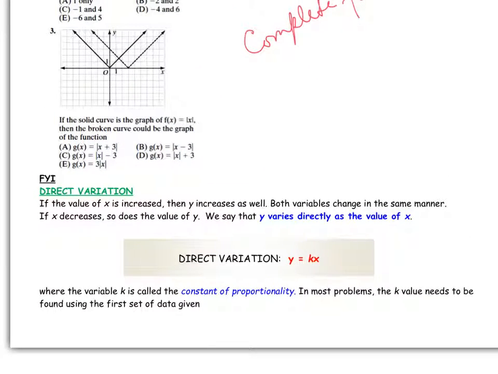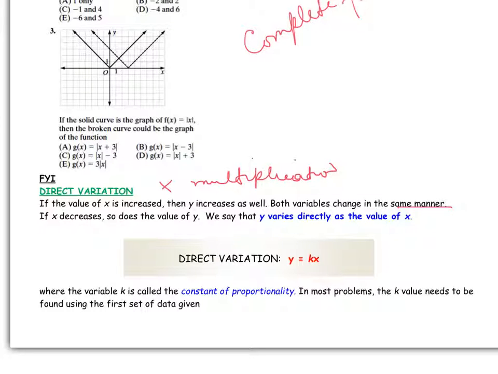So vocabulary plays a big role in this lesson, direct and inverse variation. When you see direct variation, know that it must be speaking about multiplication. So when you hear direct variation, then you know it's multiplication. If the value of x is increased, then y is increased as well. They're moving concurrently. Both variables change in the same manner.